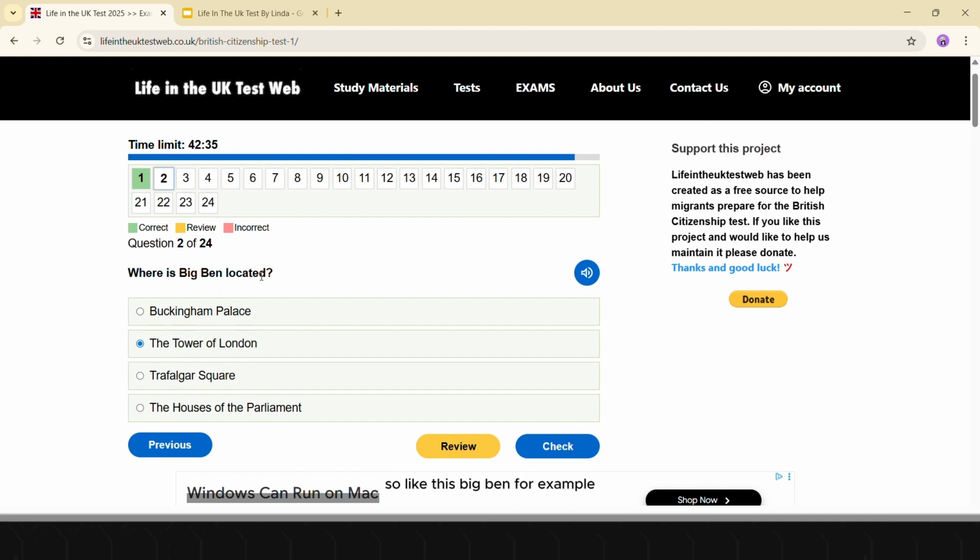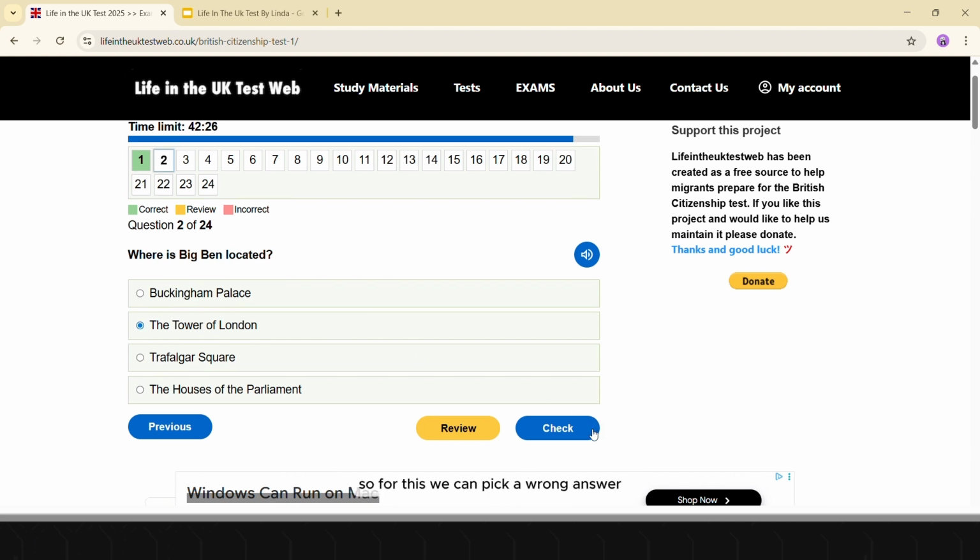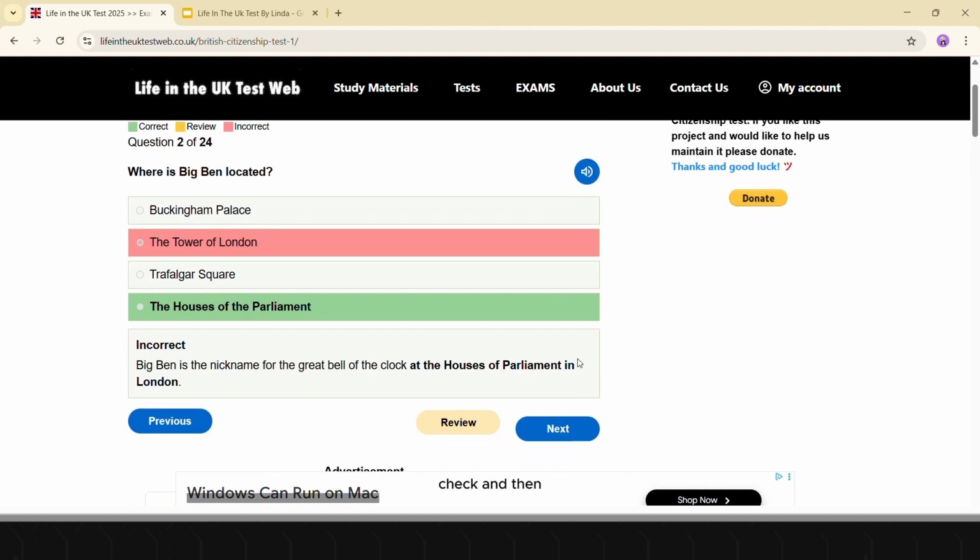Big Ben, for example, is a new term. So you can search it up, just to have an idea what it looks like. For this, we can pick a wrong answer, check, and then we get to know that it's in the House of Parliament. I will just put it in my brain that it's in the House of Parliament. So we just check it, read this one. Big Ben is a, and so on. Cool. And you also note it's in London. Keep in mind London, because they may ask a question on that later.